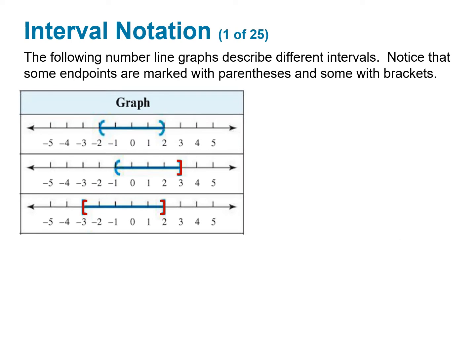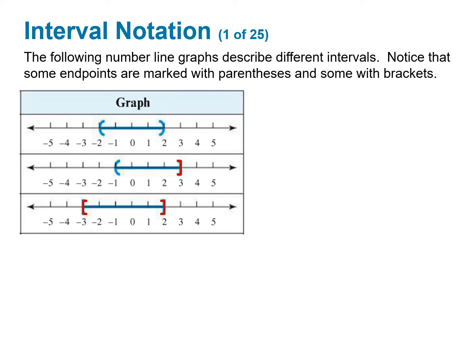So the first thing we want to do is learn about interval notation. The following number line graphs describe different intervals. An interval is a set of data, particularly in these graphs on a number line, where we're including a particular piece of that number line in our set. And so there are different endpoints.